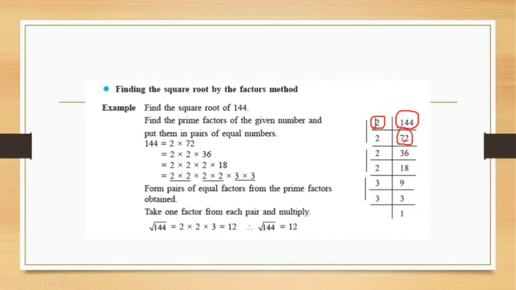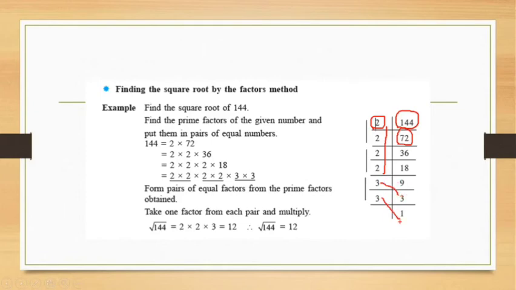Again 72 is an even number, so always divisible by 2. 2 into 36 is 72. Again 36 is an even number, so again divisible by 2. 2 into 18 is equal to 36. Now, 18 is also an even number. So 2 nines are 18. Now here we have to stop dividing by 2, since 9 is not an even number, 9 is an odd number. Therefore, it is divisible by 3. So 3 3s are 9. Again 3 1s are 3.